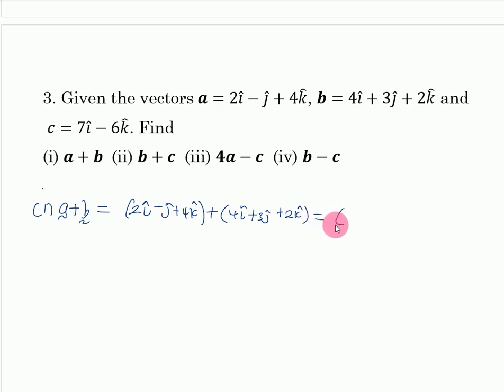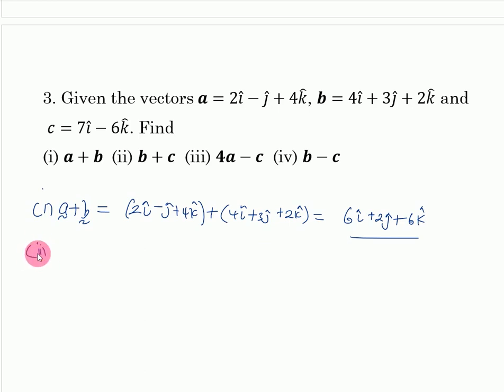And I'm just going to write the final answer. For the i's, 2 plus 4, so that is 6i. Then j, minus 1 plus 3, so that is plus 2j. When it comes to k, we have 4k plus 2k, so this one is another 6, in the k. That is what we have as a plus b.